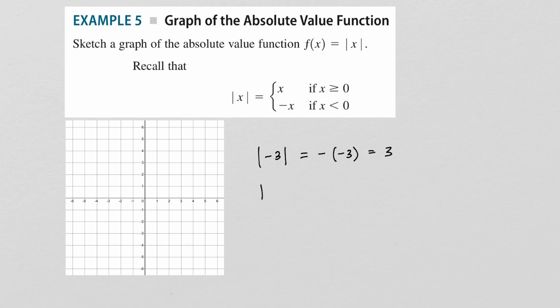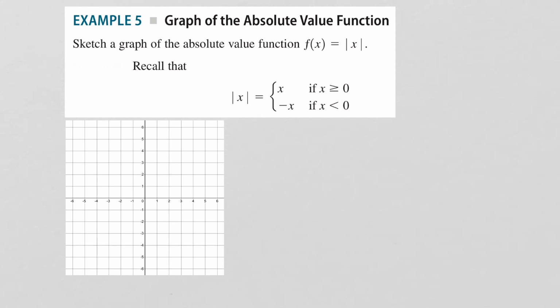Now, if I have a positive number, say the absolute value of 5, I don't need to do this because we all know the absolute value of 5 is just 5. So if that number x is already positive, we just leave it alone. But if that number x is negative, we have to take the opposite of it to turn it into a positive number. So now what does this have to do with graphing?